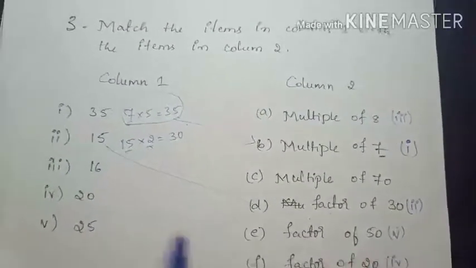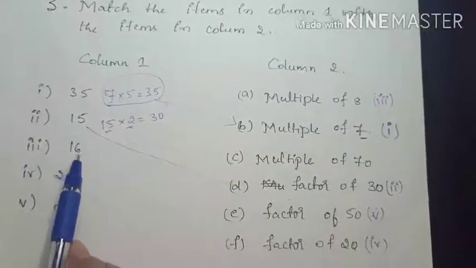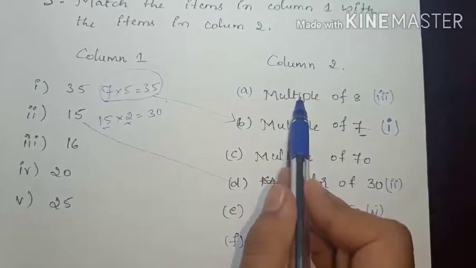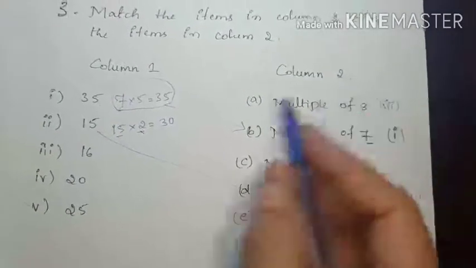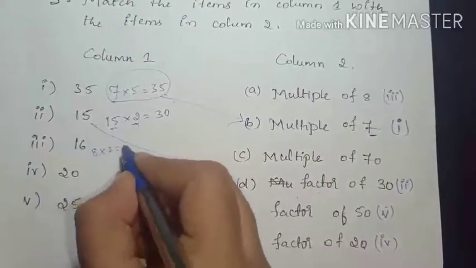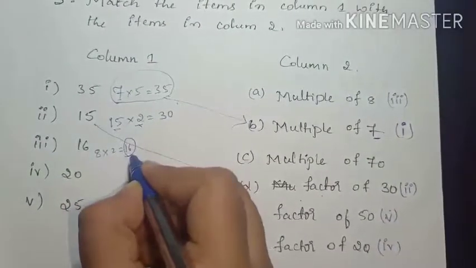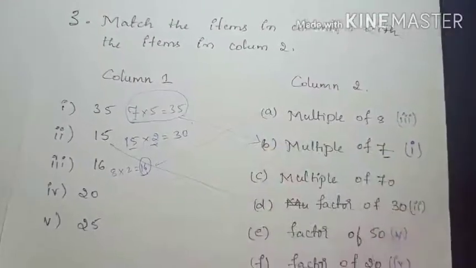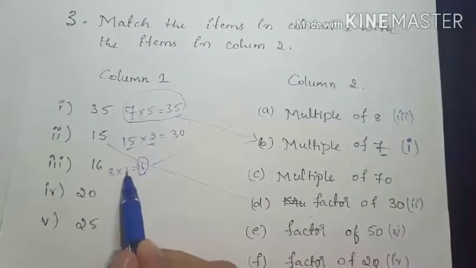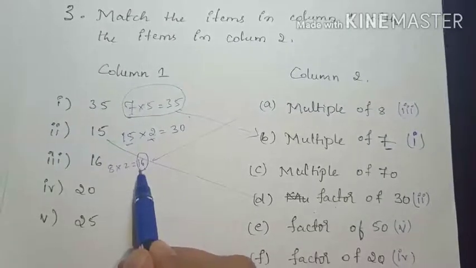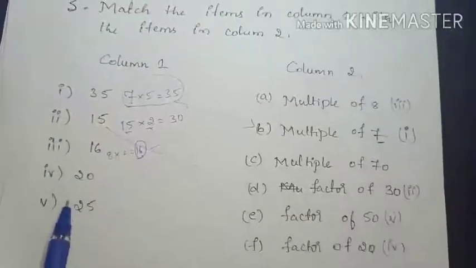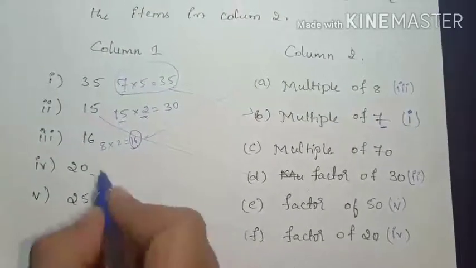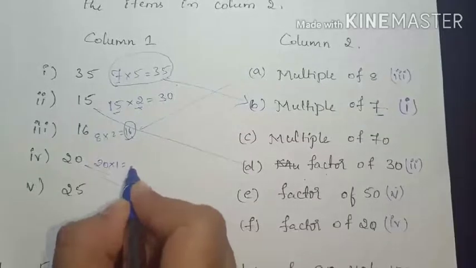Fine. Next, 16. 16 is a multiple of 8. 8 ones are 8, 8 twos are 16. The answer you get is your multiple. So 16 is the multiple of 8. 8 and 2 are factors. 16 is the multiple.